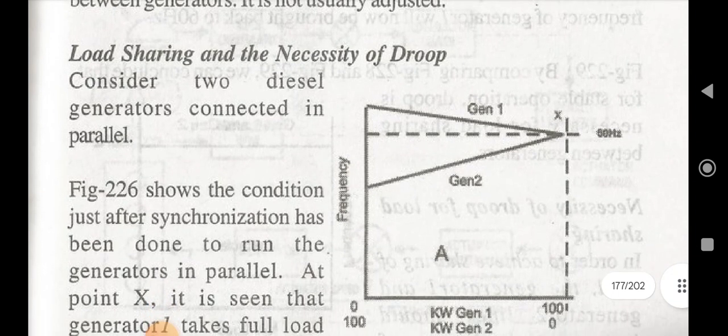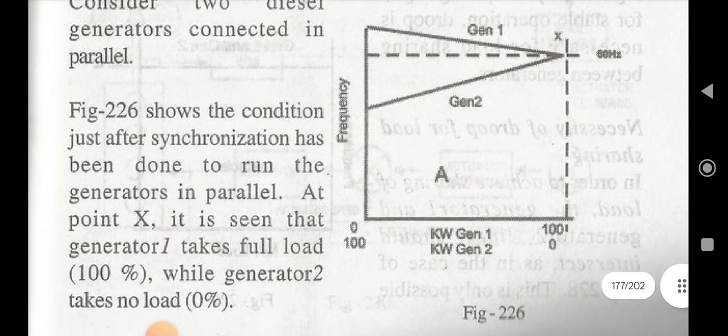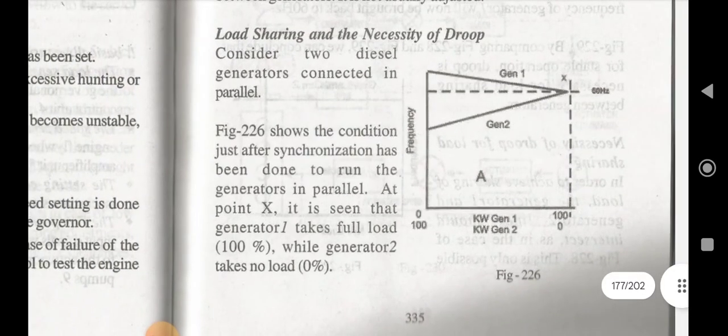Then load sharing and necessity of droop. So consider two diesel generators. These two generators are connected in parallel. So here is the figure. This shows the condition just after synchronization has been done to run the generators in parallel. At the point X, it is seen that generator 1 takes full load while generator 2 takes no load, at 0%.